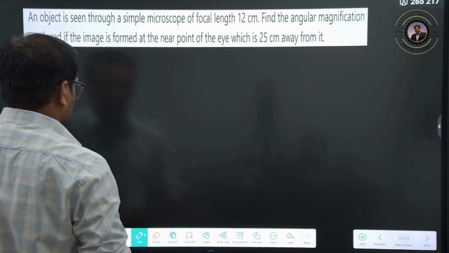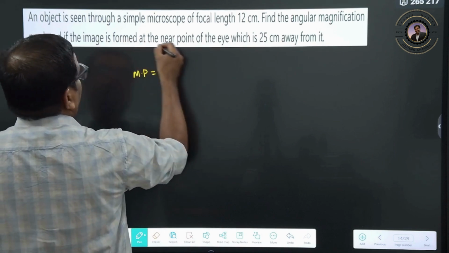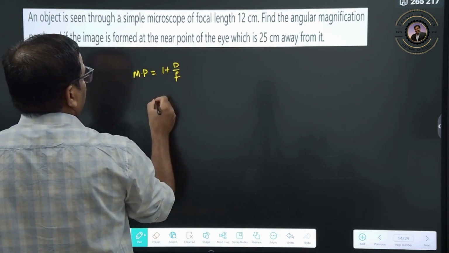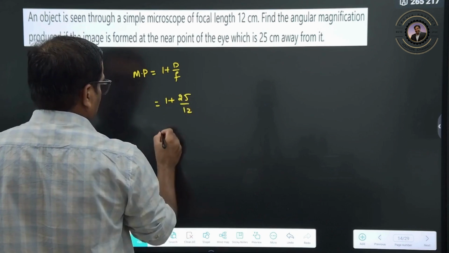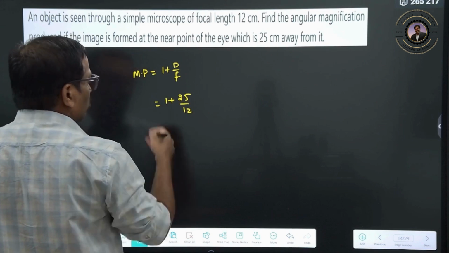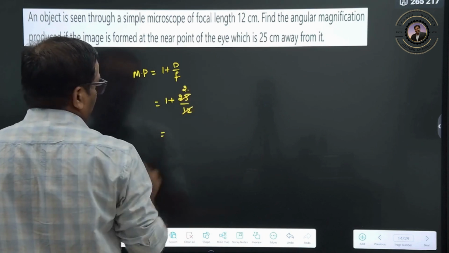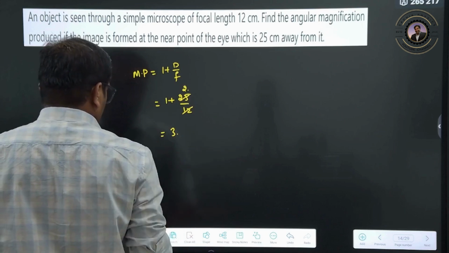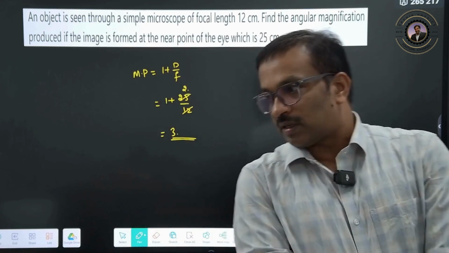An object is seen through the simple microscope. Find the angular magnification. The image is formed at a near point, which is at 25 centimeter. Therefore angular magnification is nothing but 1 plus d by f. That's all. What can you write now? 1 plus 25 by 12. 12 twos are 24, so 2 point something. Therefore 2 plus 1, 3 point something you will get as the magnification. Clear? So just an approximation you can write. This is the simplest question.